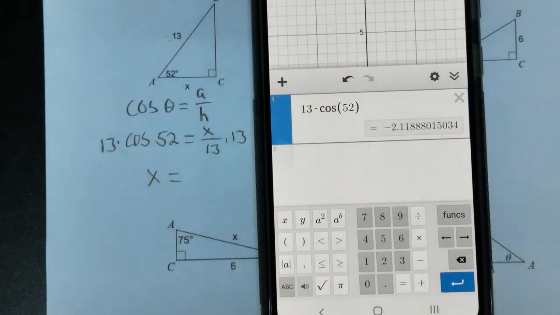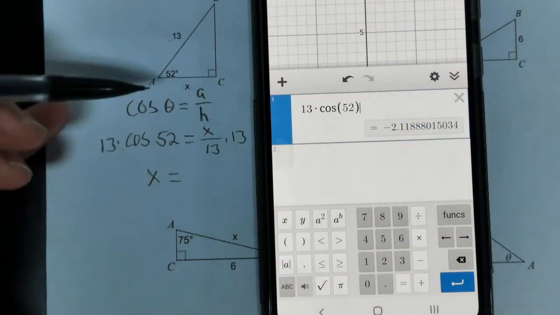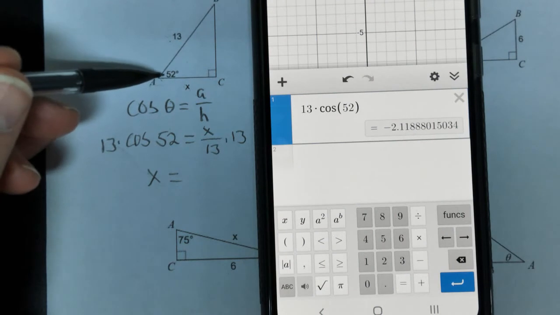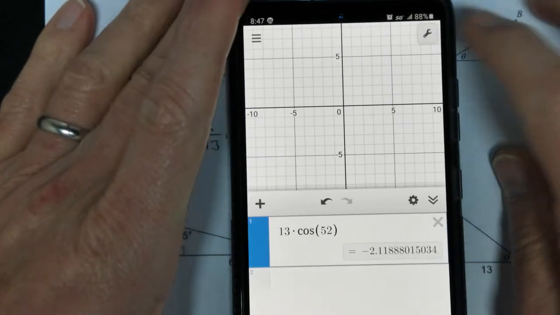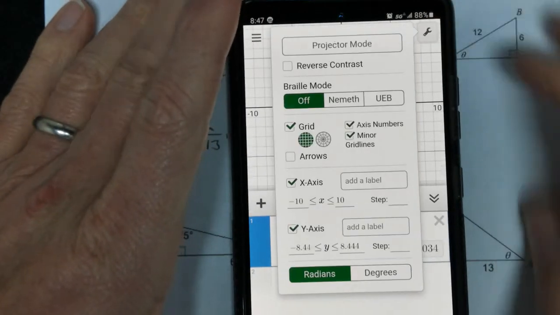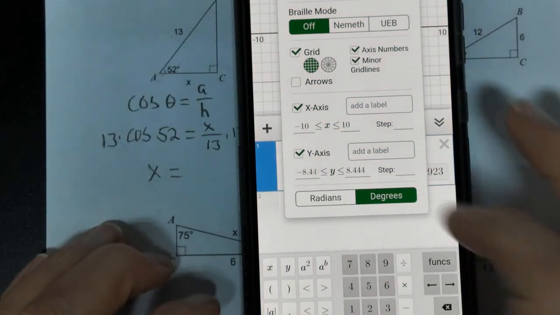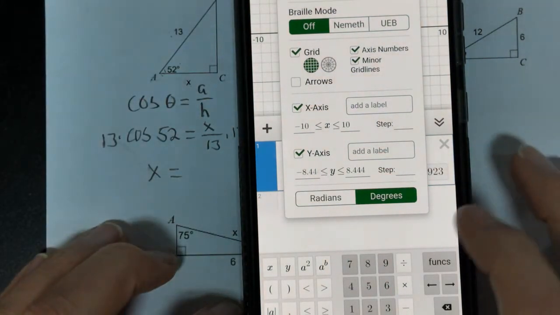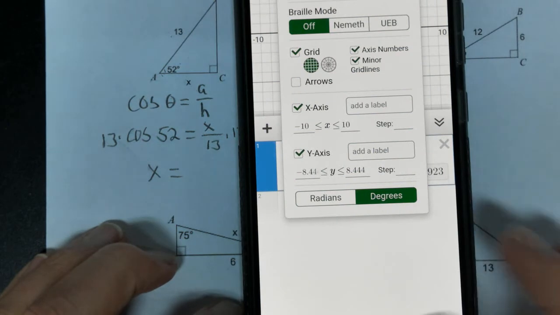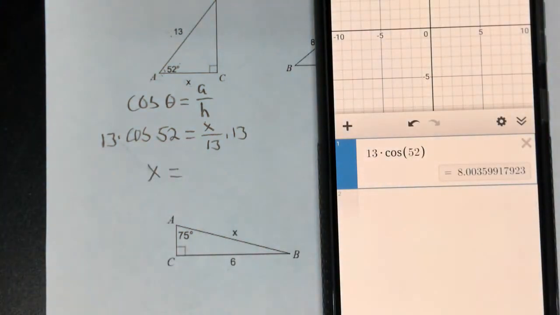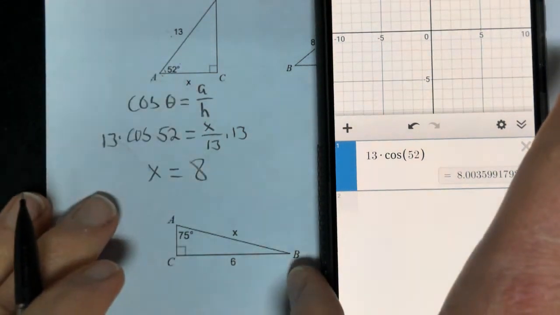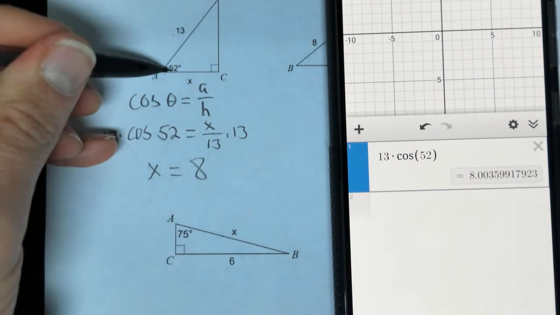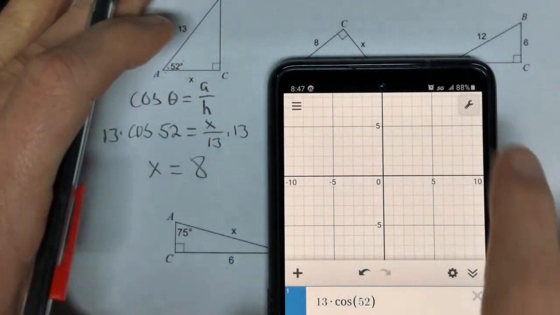Remember last time we talked about degrees and radians? You want to make sure that your calculator is set to the same unit of measure that's given in your problem. So here we're given degrees, 52 degrees. So I need to go up here to this little settings and make sure that I'm set to degrees and not radians, or I'll get the wrong answer. You got to make sure your units match up. So once you do that, then we can see that our answer is 8. So once again, make sure that your units are consistent with your problem and your calculator, right? And up here is kind of where you change that.